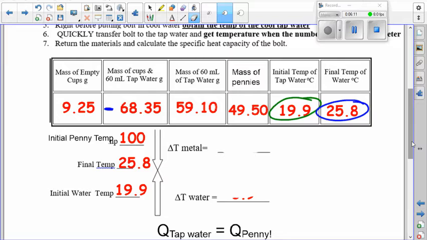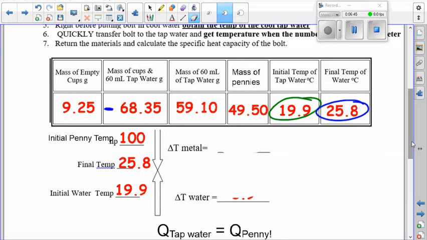So we're going to find a difference between the two temperatures of the metal. The metal was at 100. It went down to the 25.8. And so Maya, what would you do if you wanted to find the change in temperature of the water? Subtract which two? It's something to do with the initial temperature. Yeah. The water went up to 25.8, but it started at 19.9. So we just want to find the gap between those two.